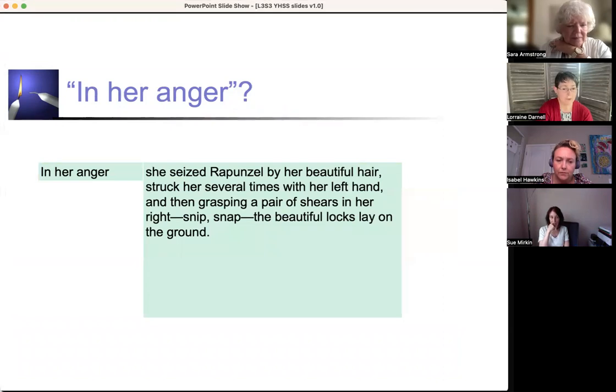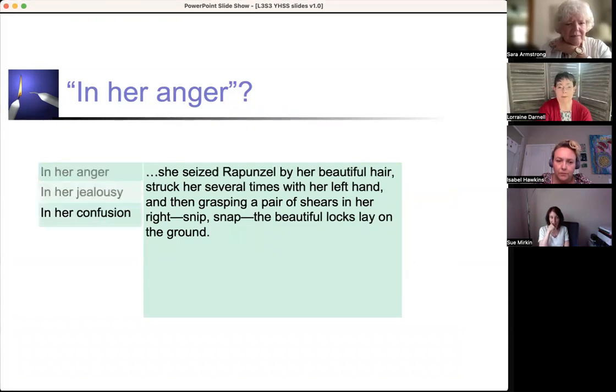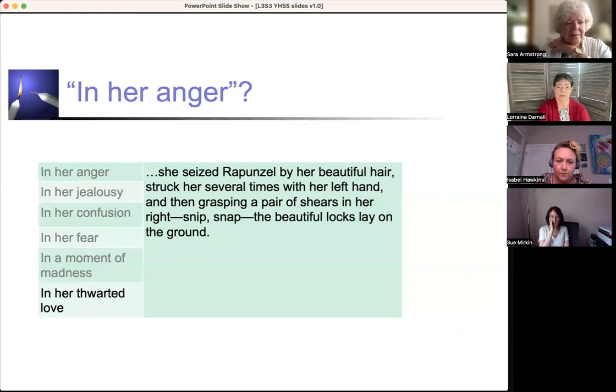So instead of in her anger, she sees Rapunzel, it could be in her jealousy, or in her confusion, or in her fear, in a moment of madness, right? In her thwarted love. So all those tell us one thing. How would you describe what these all have in common in terms of what kind of a thing they are adding to she sees Rapunzel?